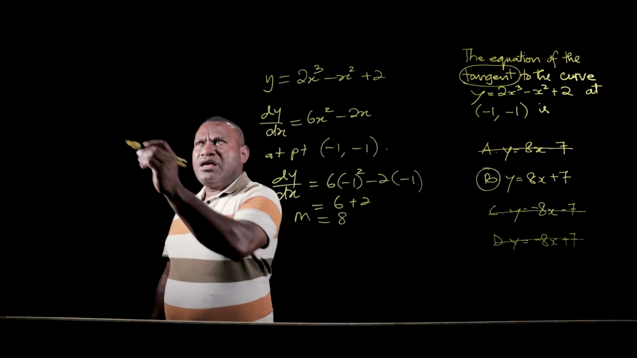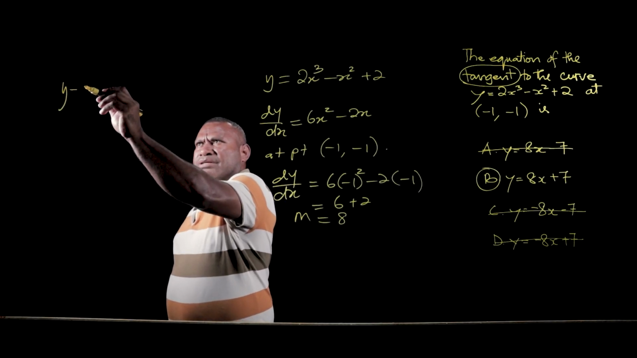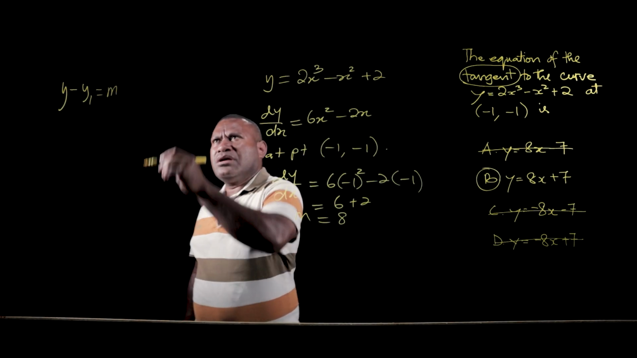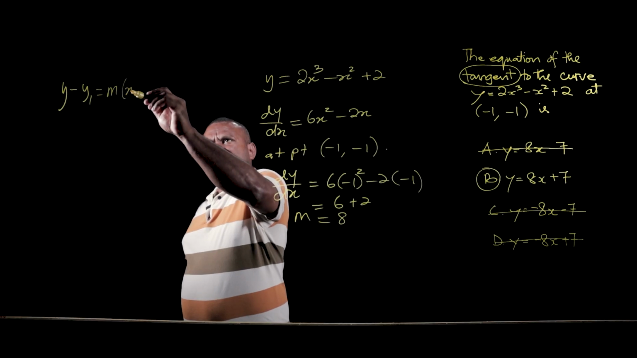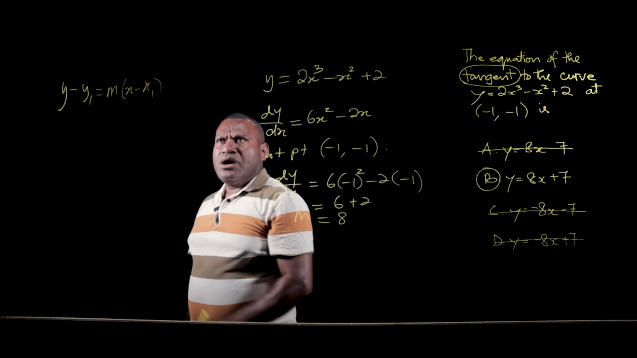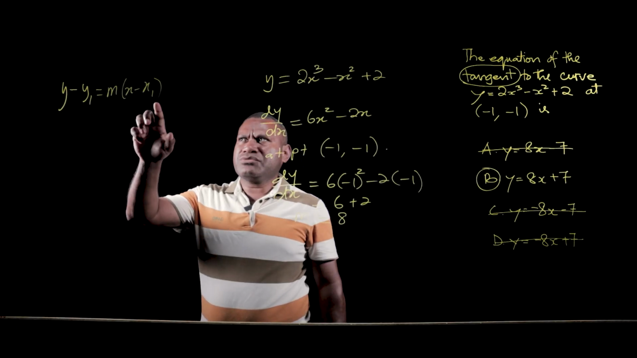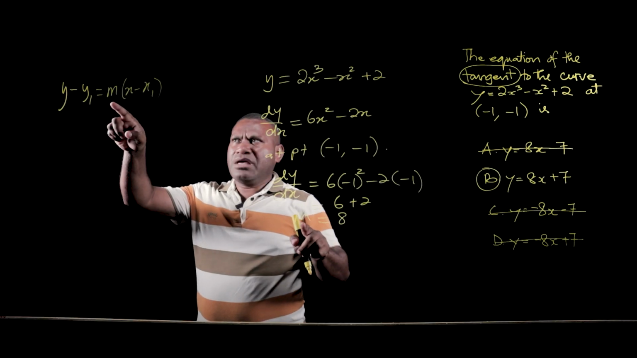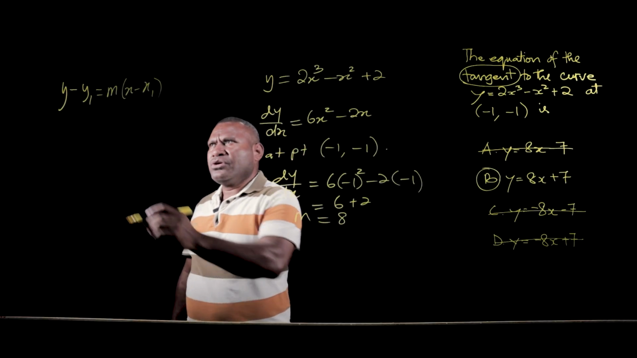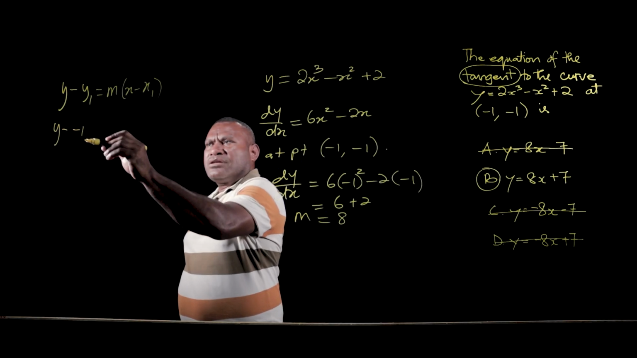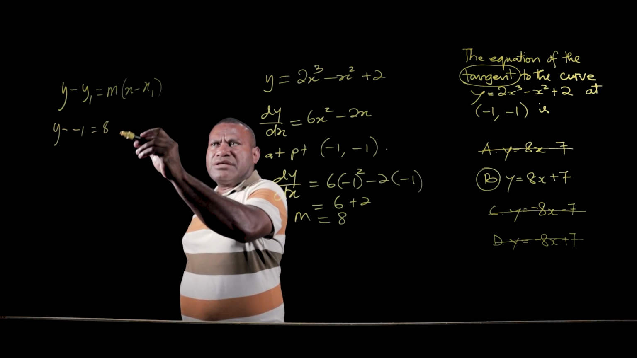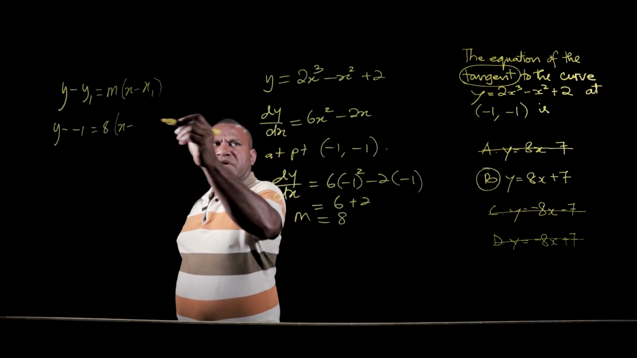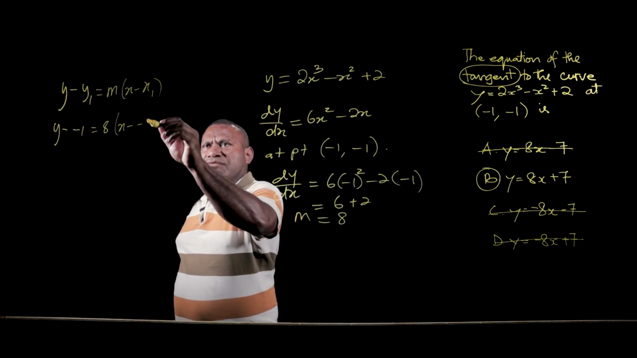we use the point gradient formula, which is given by y minus y1 equals gradient multiplied by x minus x1. Where we have x1 and y1, we will substitute this point, and the gradient m is this gradient that we are going to substitute. So y minus -1 is equal to the gradient of the tangent, 8, multiplied by x take away the x coordinate, which is -1.